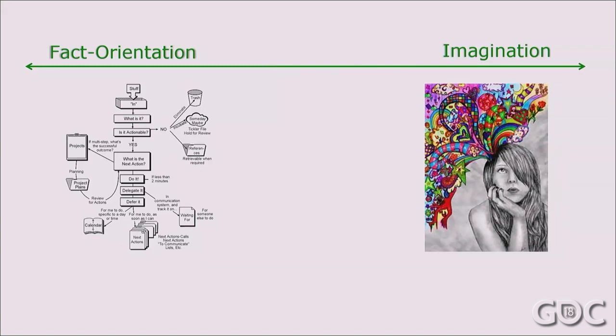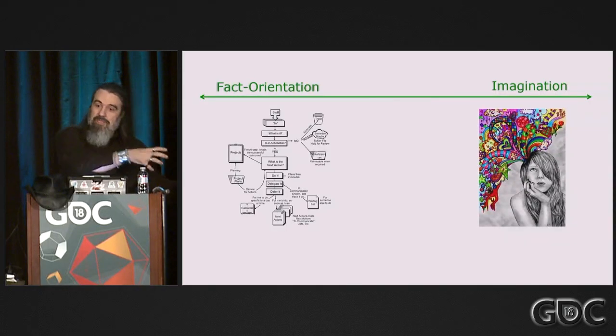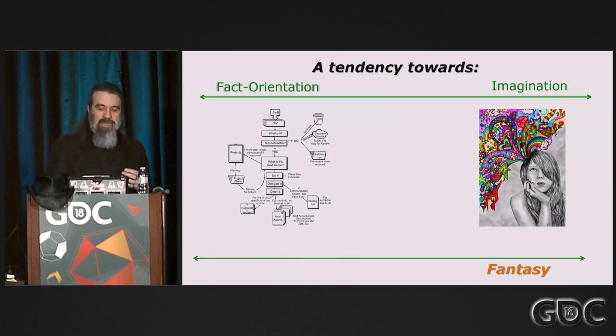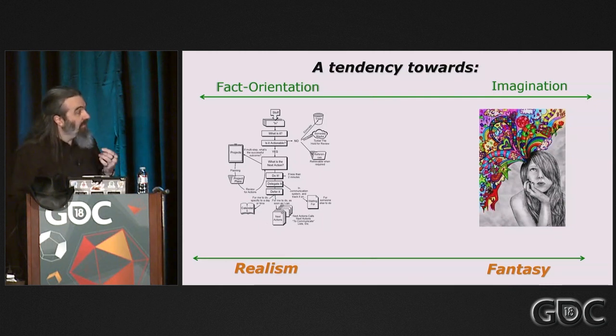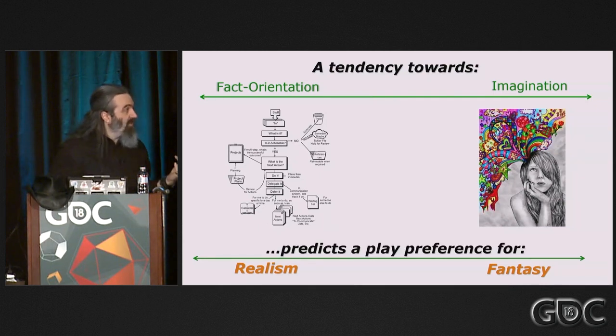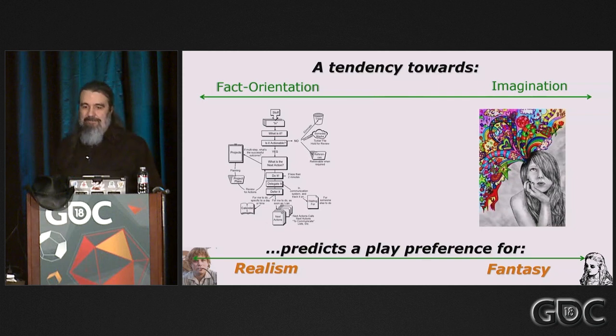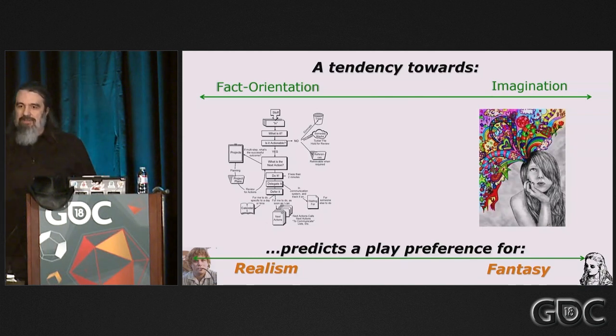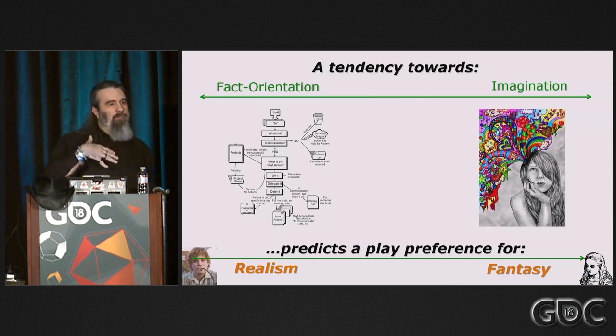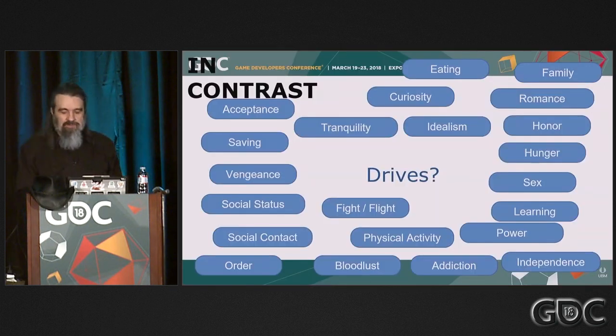High scorers are more interested in their inner world than in the outer world. Fact orientation people are interested in the outer world more so than their inner world. This maps to a preference for fantasy and realism, right? So it predicts a play preference: if you score high in imagination, you're going to tend to be interested in more fantastic settings. We get our Alice and Sam, right? You feel how different this is? Now we're talking about higher brain stuff, stuff that you have a choice over. Now we're talking about something that is a lot more comfortable for us to discuss and compare.